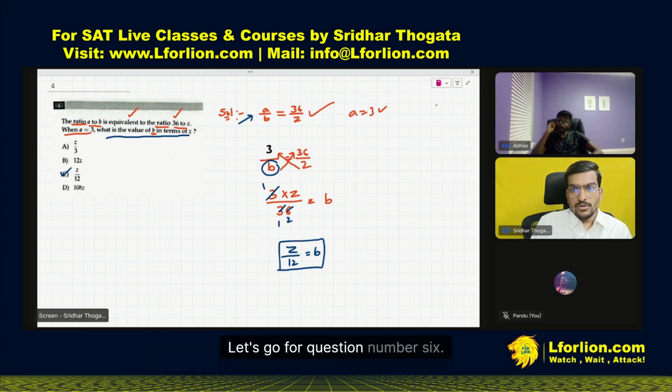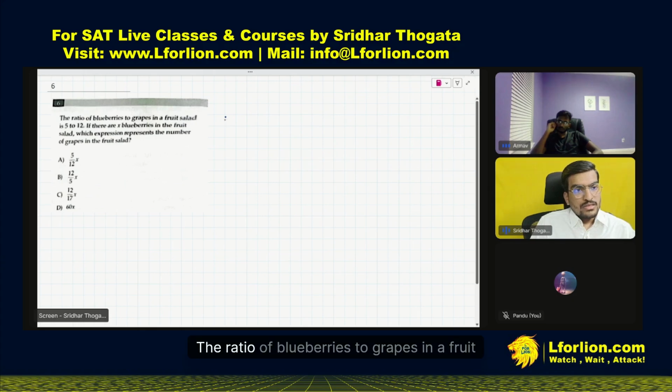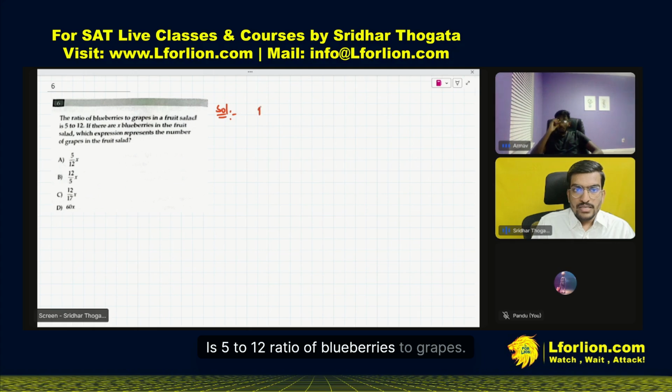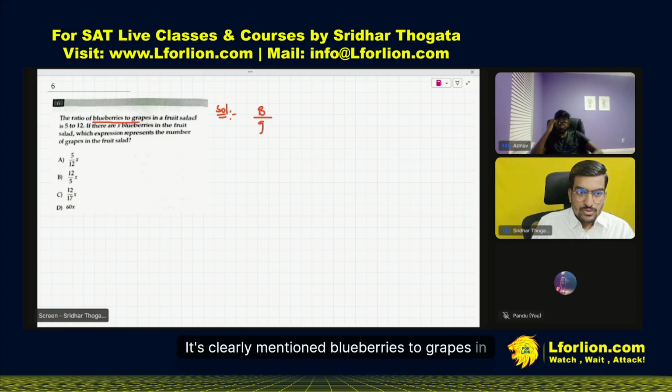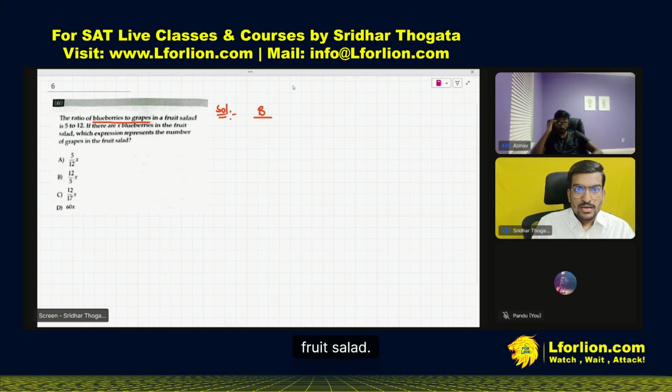Let's go for question number 6. The ratio of blueberries to grapes in a fruit salad is 5 to 12. Blueberries to grapes in the fruit salad equals 5 to 12, 5 by 12.